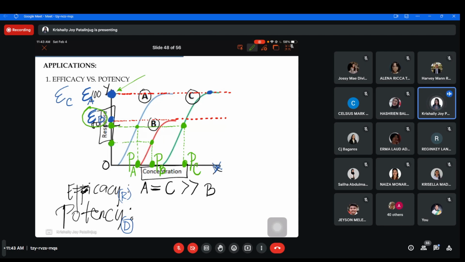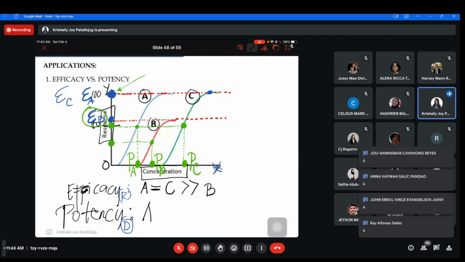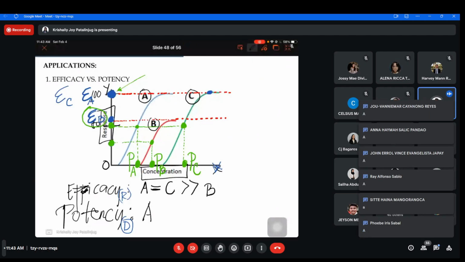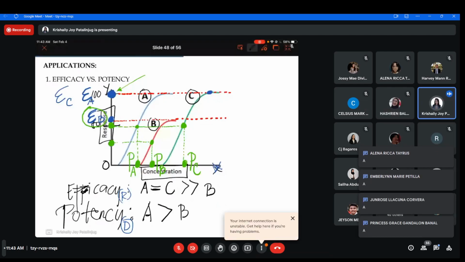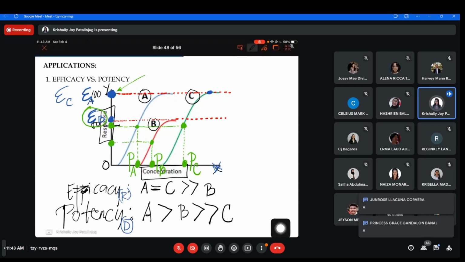Question, which is the most potent drug? A, B, C. Okay, very good. So in this given example, we could tell that drug A is more potent than drug B. And the least potent drug is drug C. Okay? So I hope you understand.